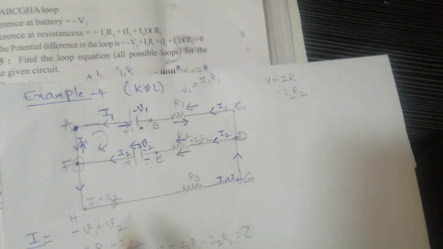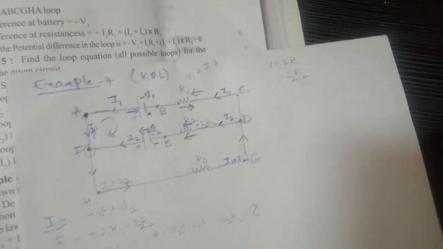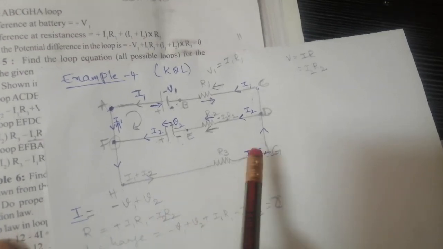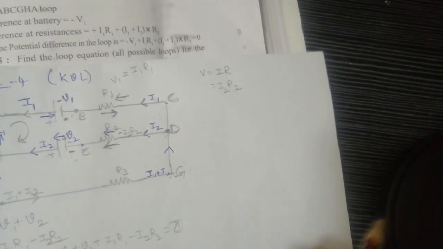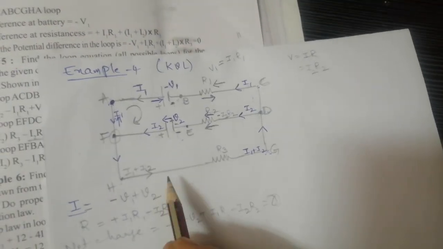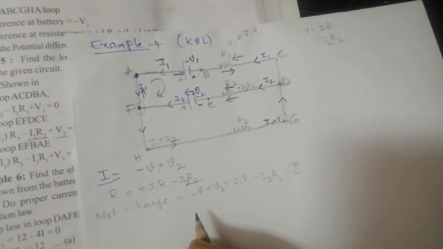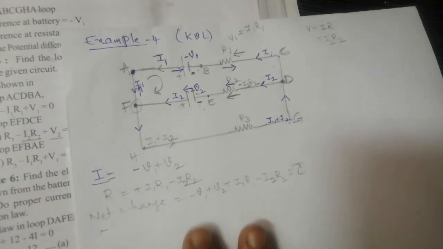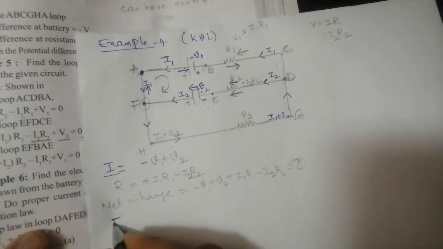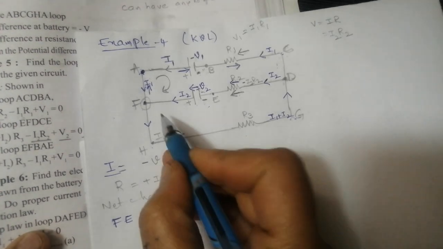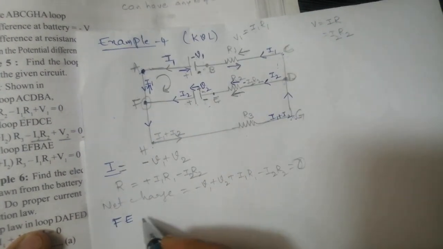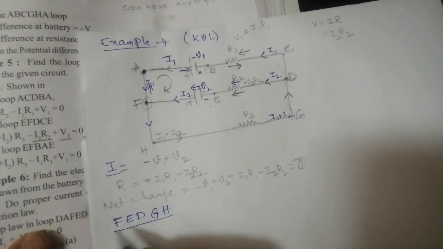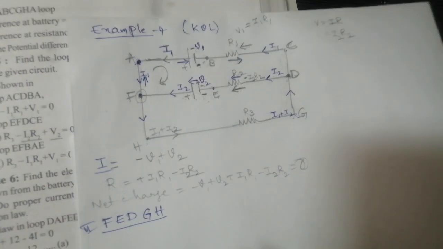In that, we have considered loop 1. Now we will consider loop 2, and in the same way we can write it. What is the loop here? F, E, D, G, H. This is the second loop.